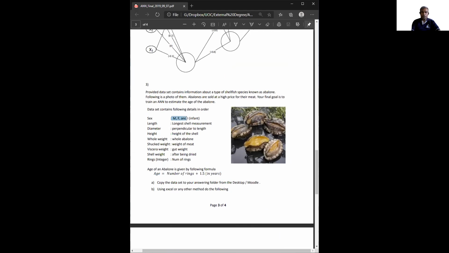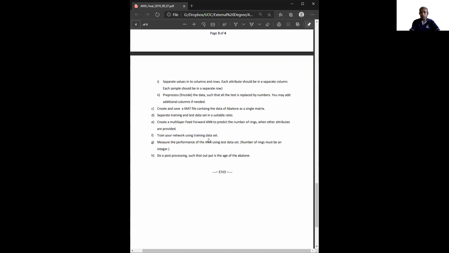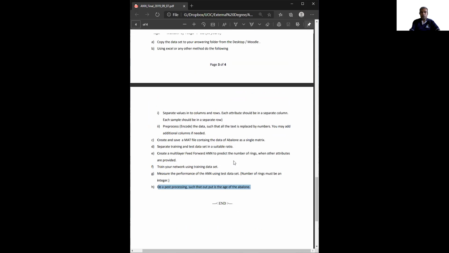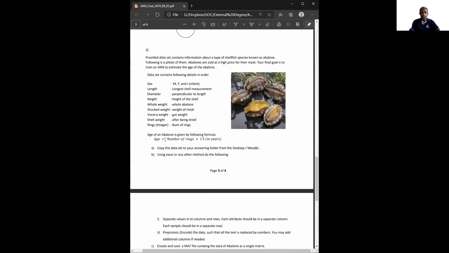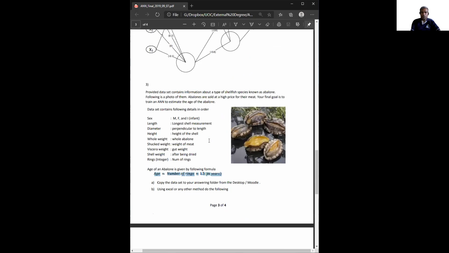For example, this one has male, female, and infant. Right? So it's a categorization of data, not a number. So you need to somehow put it into numbers. And then the rest are the ones that you have done earlier. Create a neural network, train it, test it, and finally do the post-processing. So you can get the age of the abalone. If you predict the number of rings, then you have to do this little bit of post-processing to get the final age. So that's the question.